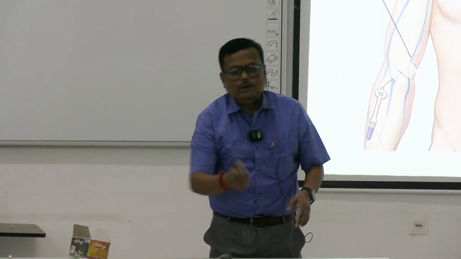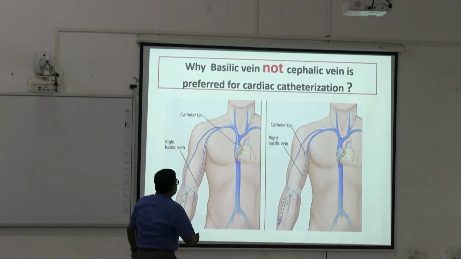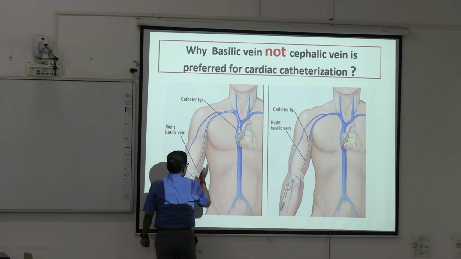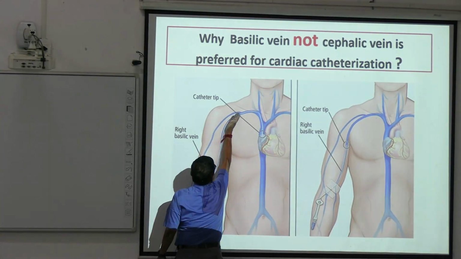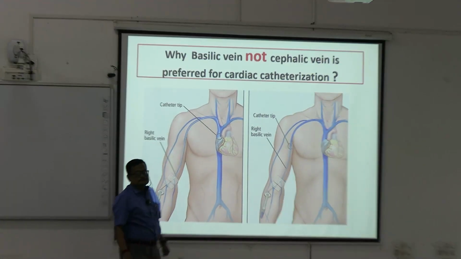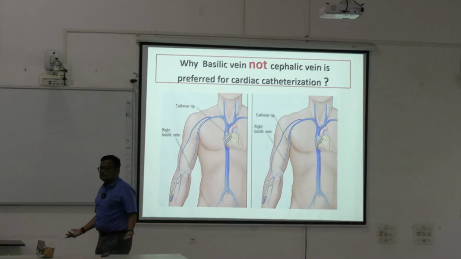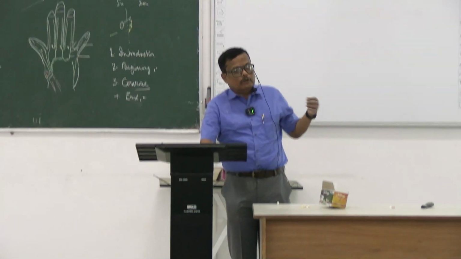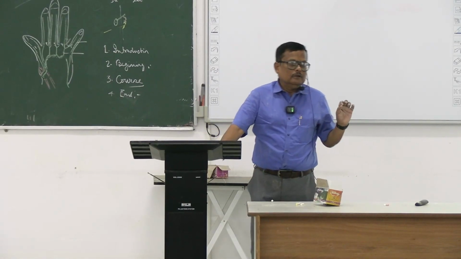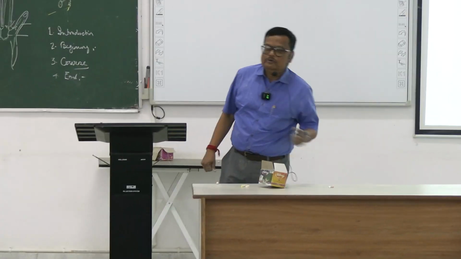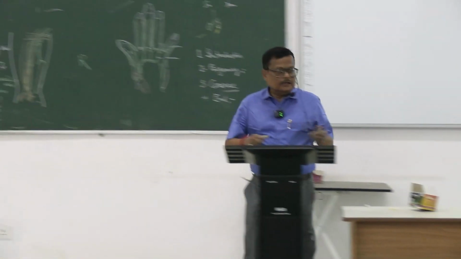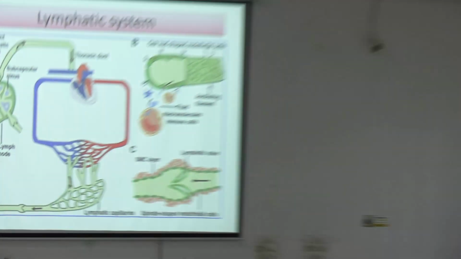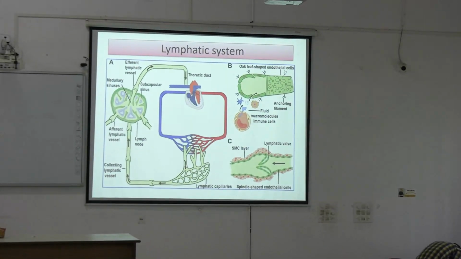ঠিক মতো ঘুরলো না গেলে, কিন্তু বেসিলিক ভেনে দেখো ডাইরেক্ট, কোথায় গেল, ডাইরেক্ট অ্যাক্সিলারি সাবক্লেভিয়ান হার্ট। So basilic vein is preferred over the cephalic vein for cardiac catheter procedures. But nowadays এগুলি obsolete হয়ে যাচ্ছে. আচ্ছা, নেক্সট আমরা শুরু করে দিচ্ছি লিম্ফ্যাটিক সিস্টেম. কুইক যেতে হবে.